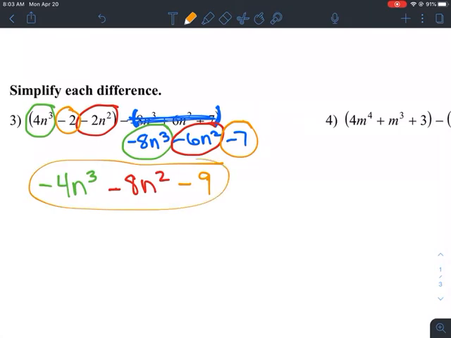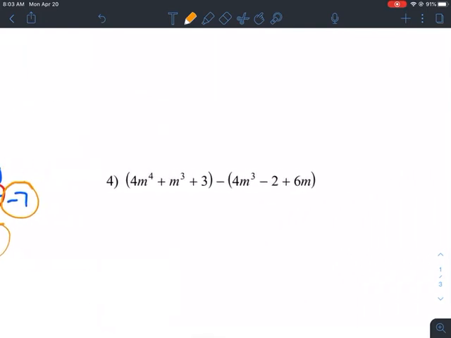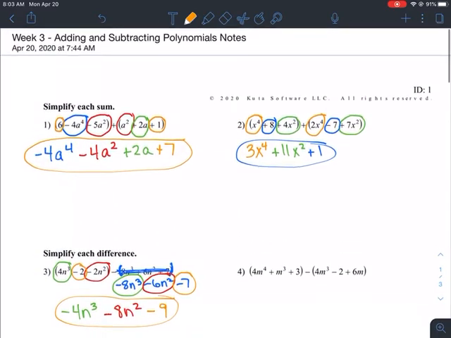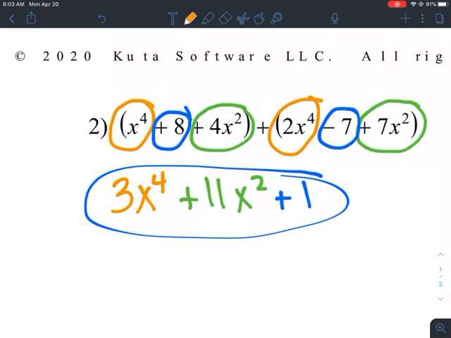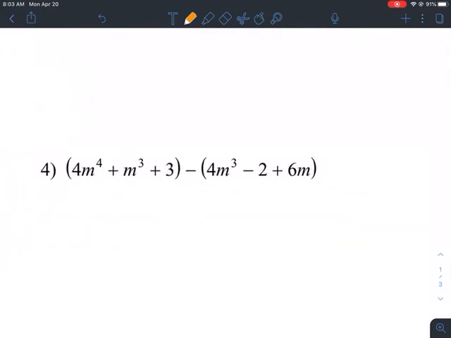So the thing to remember here, guys, is that you only do this when there's a minus in between the parentheses, okay? When there's a plus between them, you just combine like terms. But when you have minus, you have to flip everything over here. So negative 4m squared. If you have a negative, it flips to positive because a negative times a negative is a positive. And then this becomes negative 6m. And then I'm just going to cross that out.